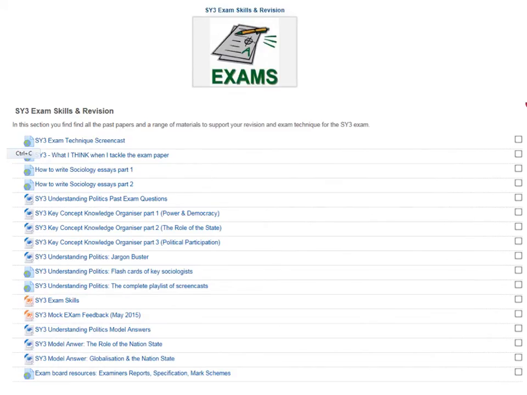So if you click on this particular button in iLearn, you'll gain access to all of these revision and exam skills resources, and we can see here you've got the links to the 3 knowledge organisers that I prepared for the SY3 unit. So this first one deals with the themes of power and democracy. The second one looks at key concepts to do with the role of the state. And the third one looks at political participation.